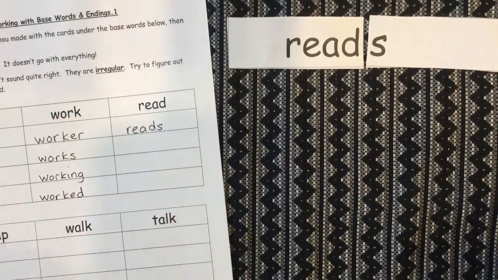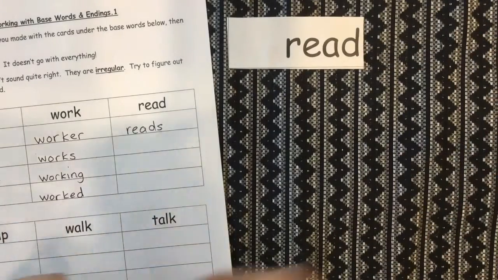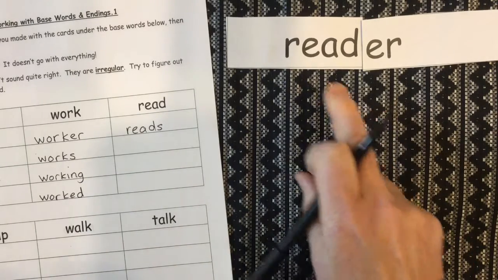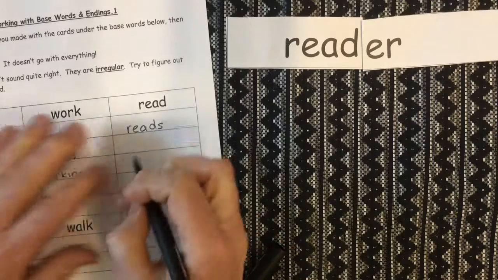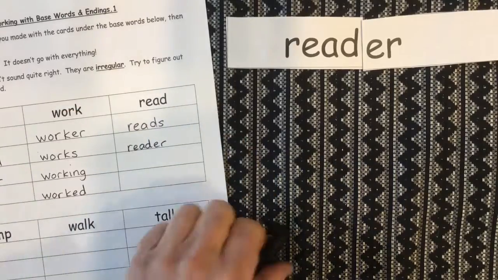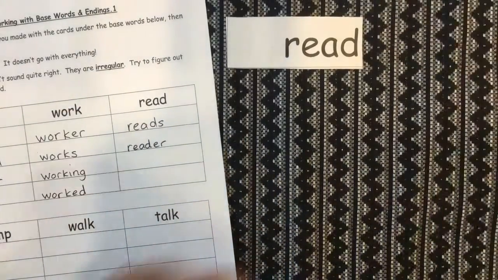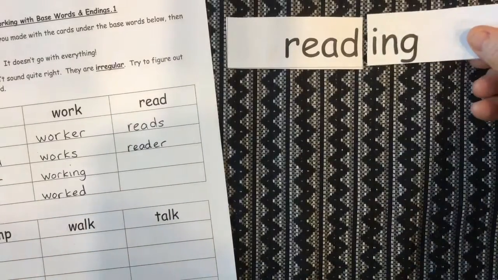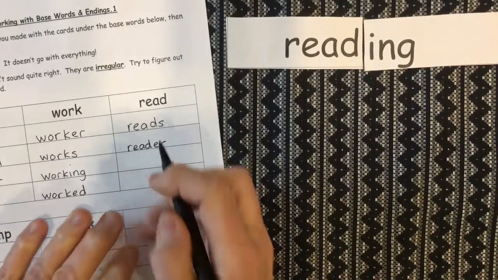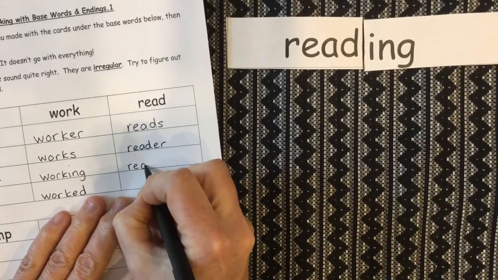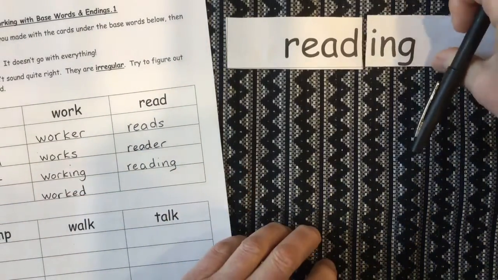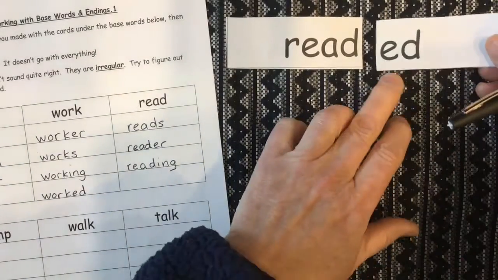Reads. Okay, let me try another one. How about ER? I make the word, I read it. Reader. I write it. Reader. Okay, on to the next. Here's ing, ing ending. Reading, reading. Okay, let me write that one down. Reading.